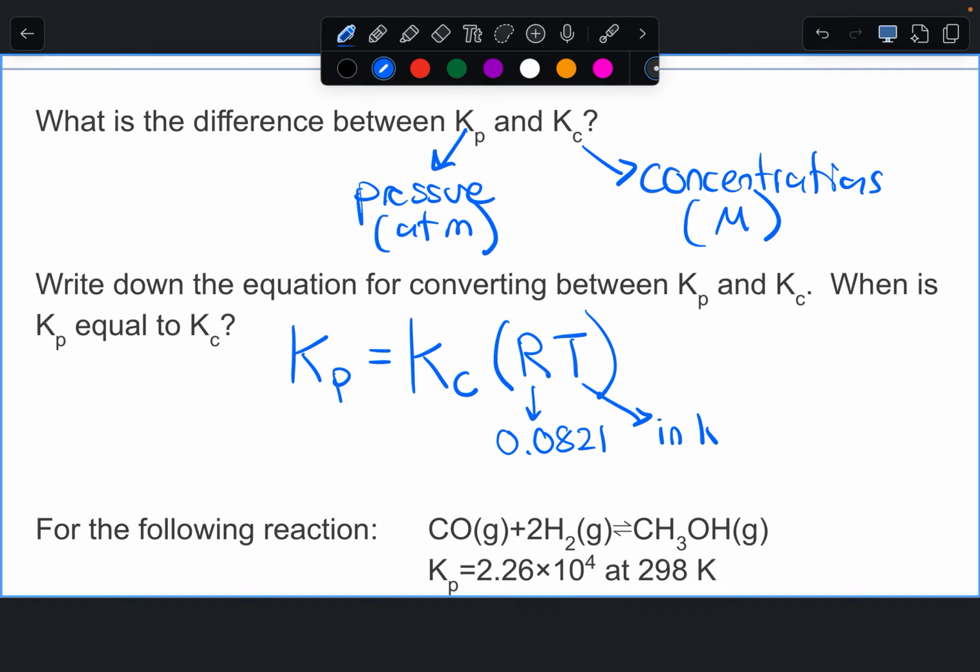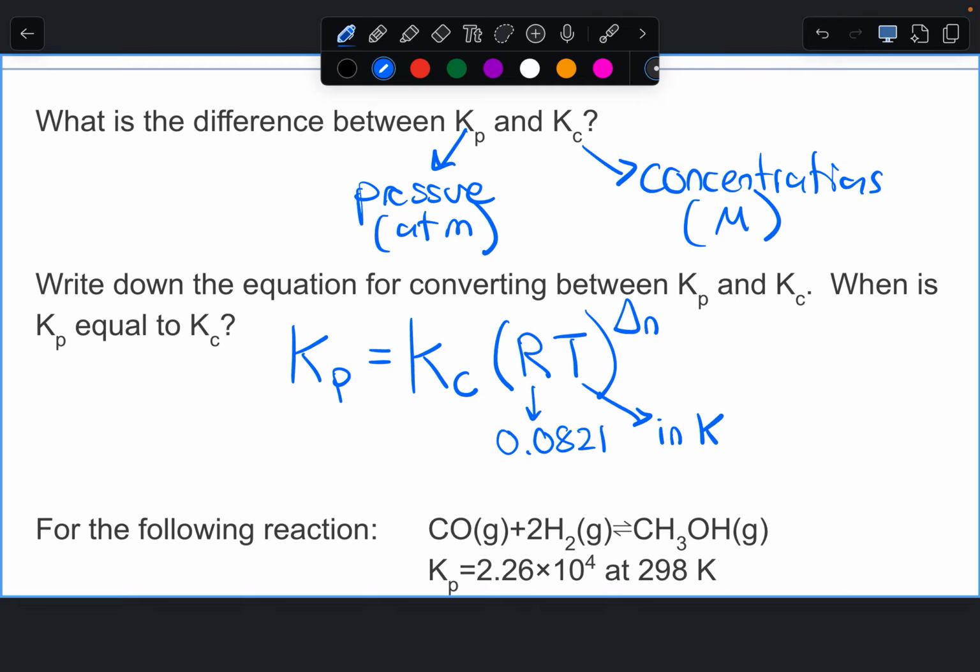So the temperature needs to be in Kelvin. And then we raise that quantity to delta N. If you remember, N is used to represent the number of moles of something. So change in the number of moles.